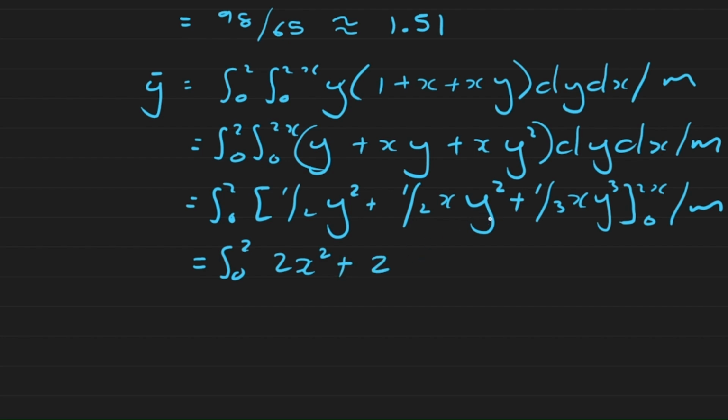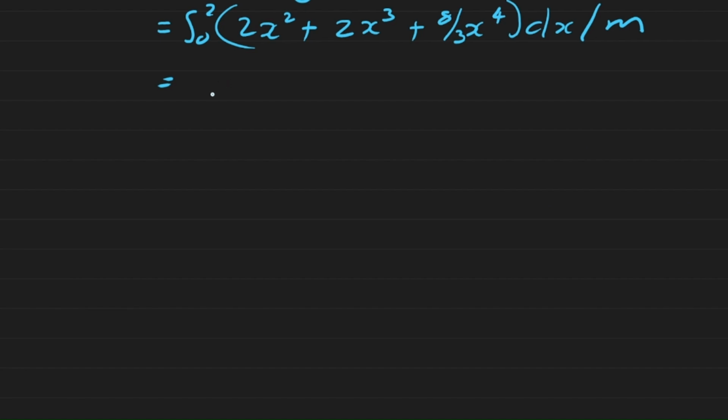So again, we'll be left with 2 here, and then x squared times x is x cubed. And then x cubed times x is x to the power 4. 2 cubed is 8, so we have 8 over 3. And then dx divided by the mass.